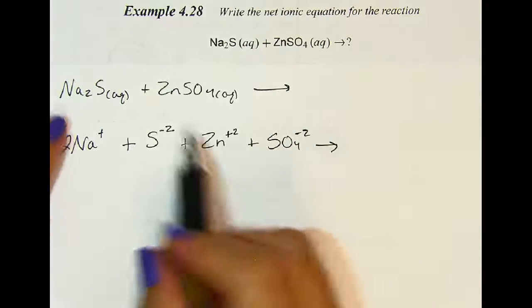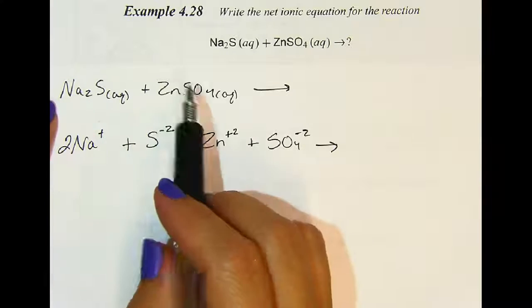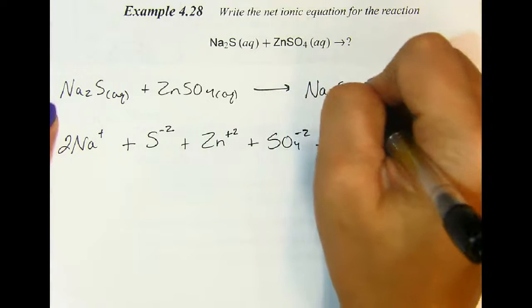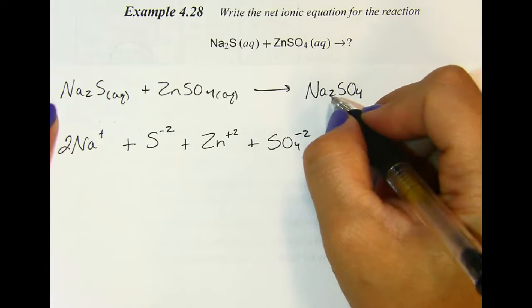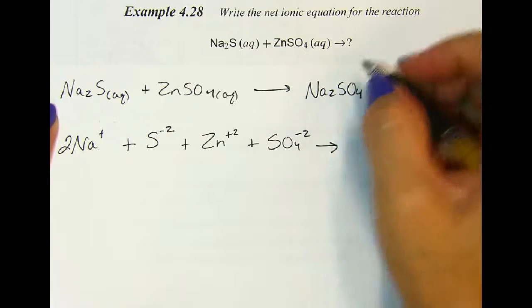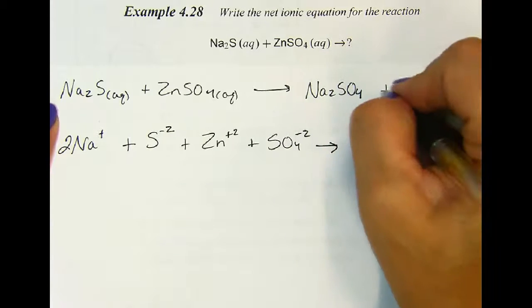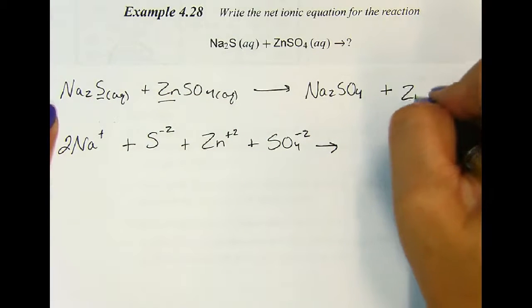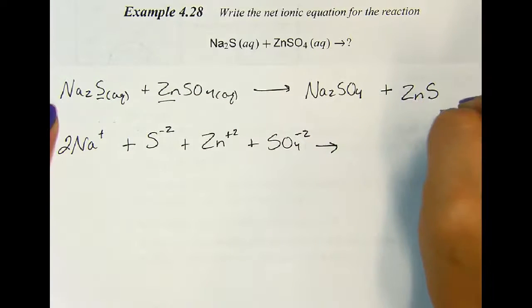So what is this going to yield? Where you're going to have your sodium and your sulfate would hook up and make sodium sulfate. Plus 1 minus 2 puts that 2 right there to balance the ratio. And you're going to get zinc sulfide. Plus 2 minus 2 cancel.